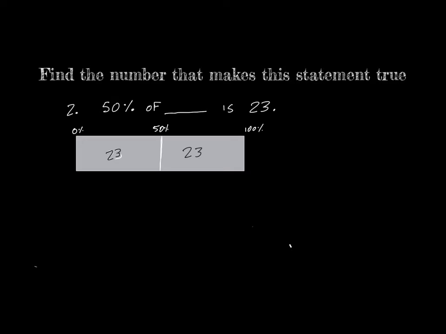So your answer is going to be 23 plus 23. So we have 23 plus 23. That gives you 46. So 50% of 46 is 23. Let's see another method.